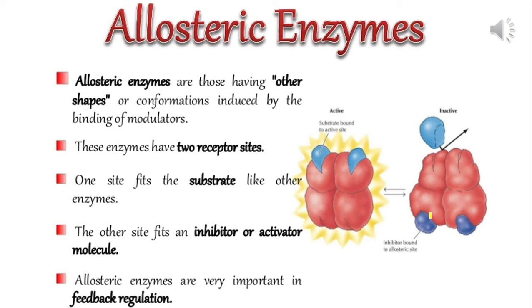Allosteric enzymes are a very important class of enzymes present in almost all living cells. Why are they important? Because they are used to regulate a metabolic pathway. They are used to increase or decrease the speed of formation of a product, or increase or decrease the speed of a metabolic pathway.